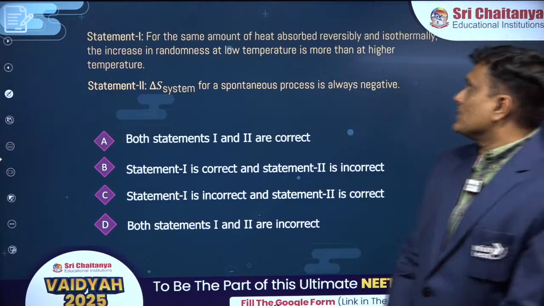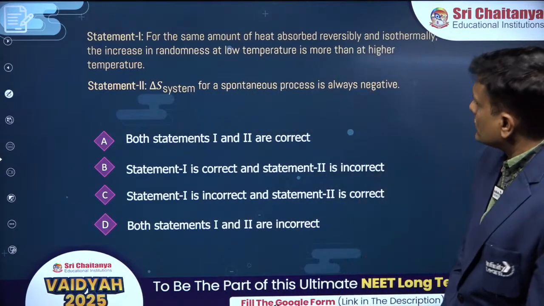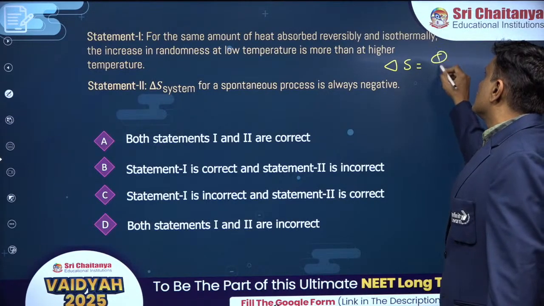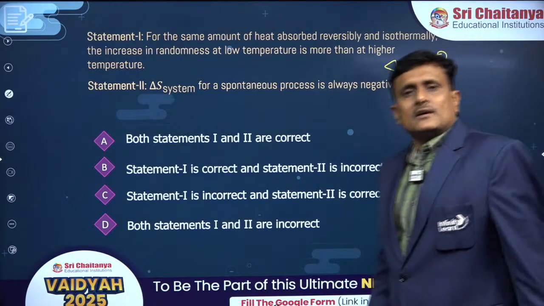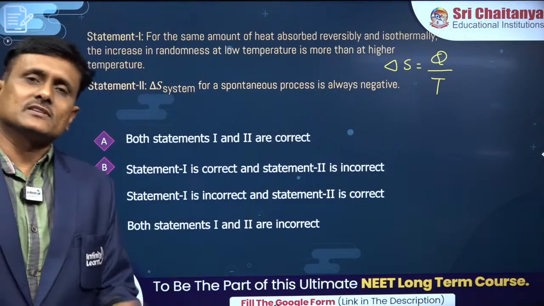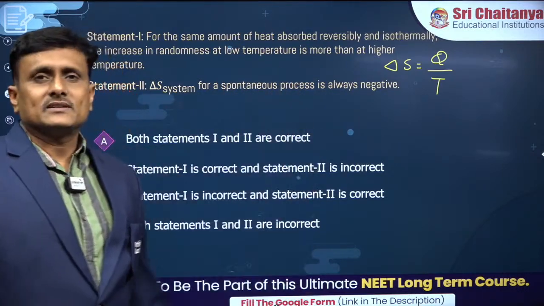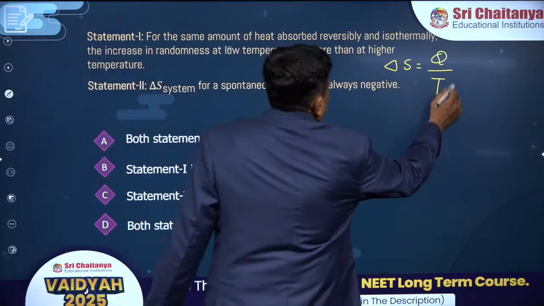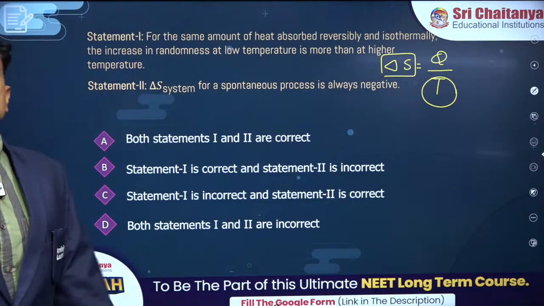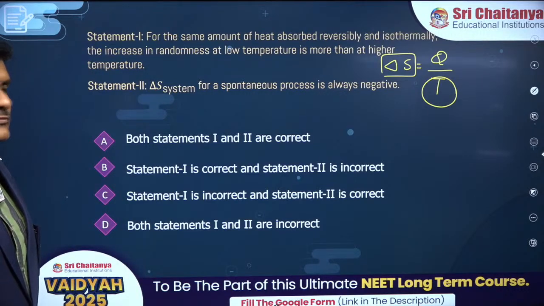Now listen, for the same amount of heat absorbed reversibly and isothermally, the increase in randomness at low temperature is more because delta S is equal to Q by T. Whether you take reversible or irreversible, the equation remains the same. If it is reversible, it will be Q reversible by T. If it is irreversible, Q irreversible by T. So for whatever process, delta S is inversely proportional to temperature. So delta S would be more if temperature is less. Statement 1 is correct. Agree?